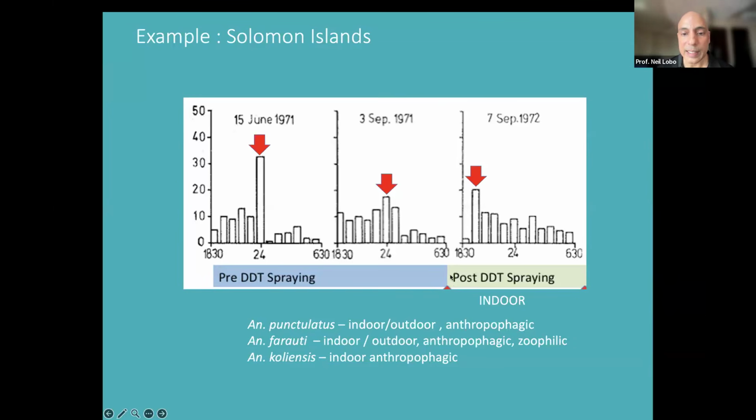And then they sprayed DDT, and what happened? The mosquitoes changed their behavior from middle of the night to early in the evening. And that's because we were selecting for the mosquitoes that did not feed in the middle of the night. Because if they went indoors in the middle of the night, they'd get killed by the DDT in there.